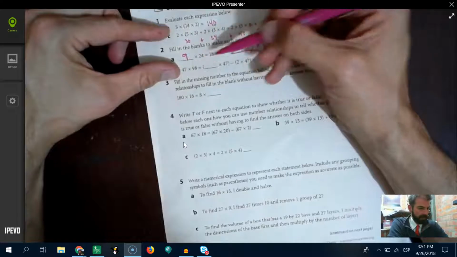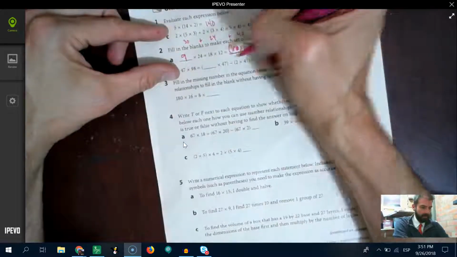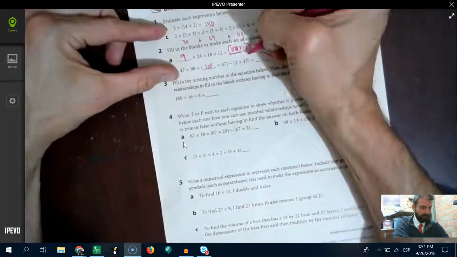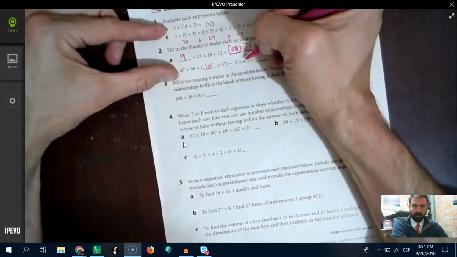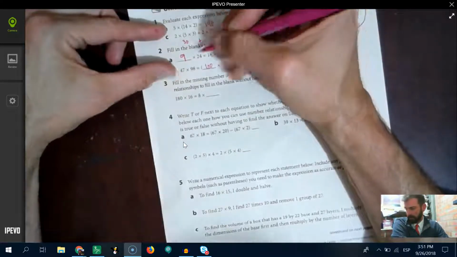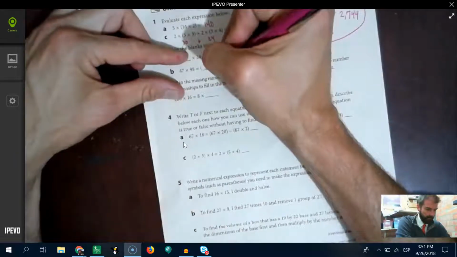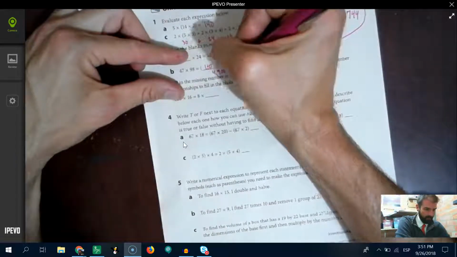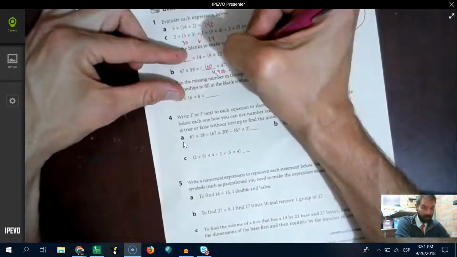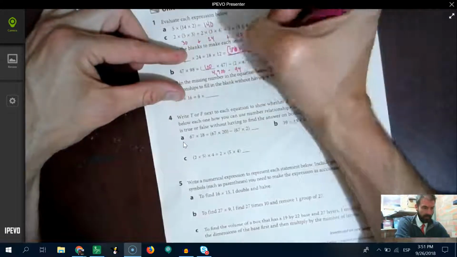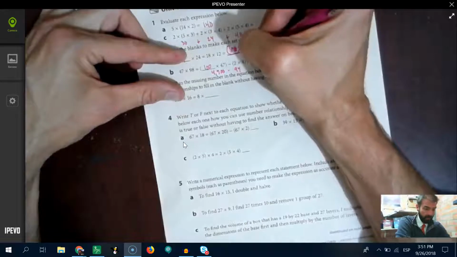Okay, here. 47 times 98 equals... Oh, I remember this. Minus 2. So this is 100 times 47 minus 2 times 47, because 100 minus 2 equals 98. Yeah, I remember that. So this is 4,700 minus 2 times 47. I know my doubles, 94. And I know my 100 relationships, so that would be what?